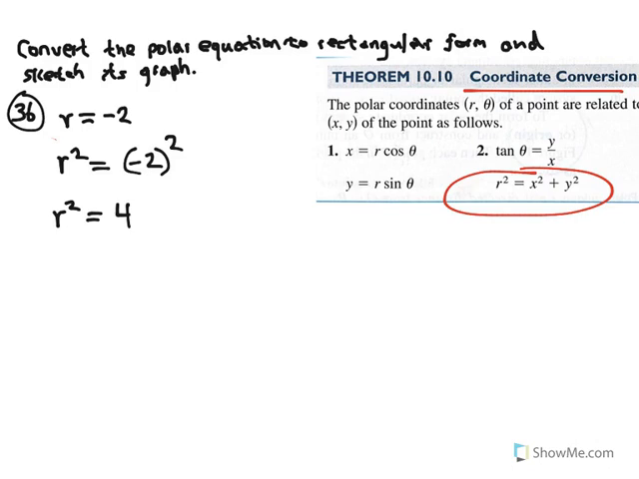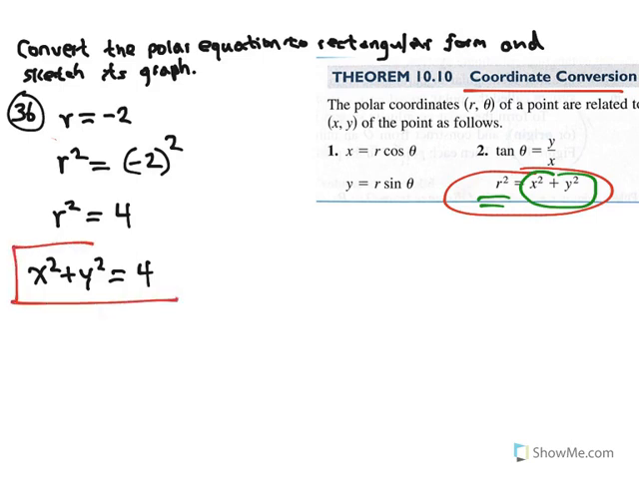Now that we have that, we can substitute x squared plus y squared in place of r squared. So we have x squared plus y squared is equal to 4. And we have successfully converted our polar equation to rectangular form. To sketch the graph, it's equally easy to sketch the graph either directly from polar form or from rectangular form. You'll notice that this is the standard equation of a circle centered at the origin with radius of 2, because you can write 4 as 2 squared.